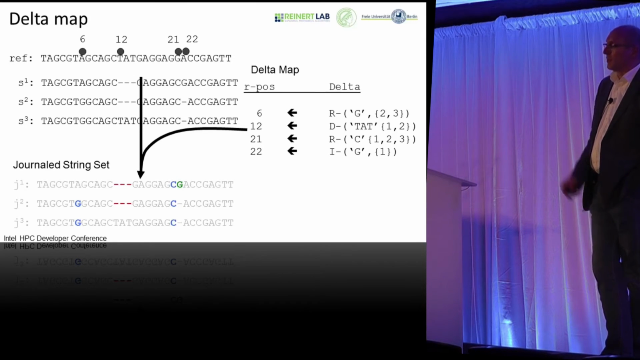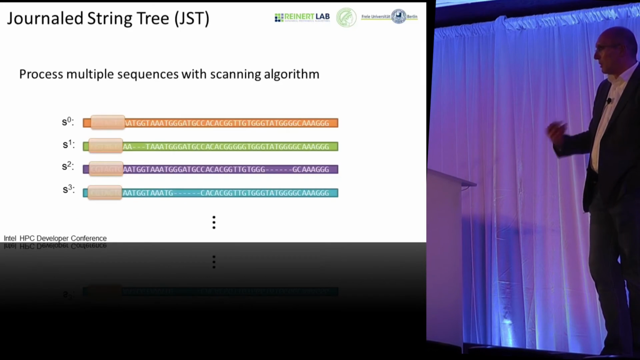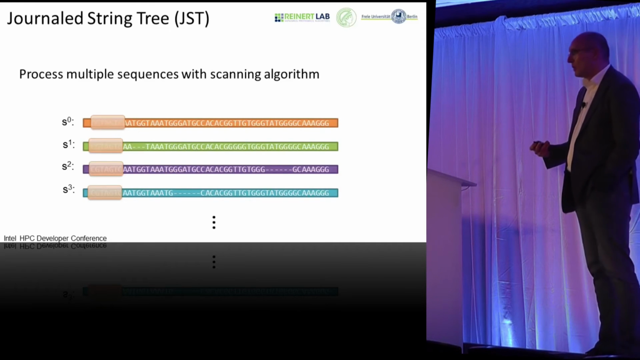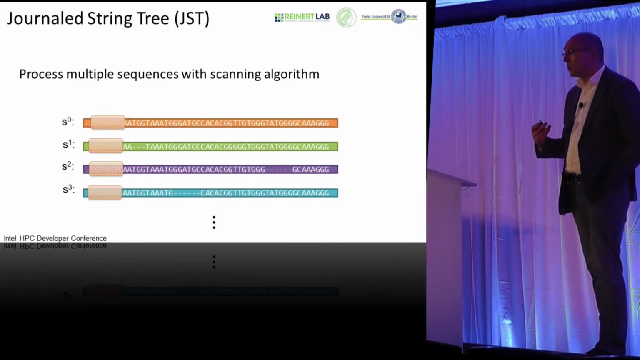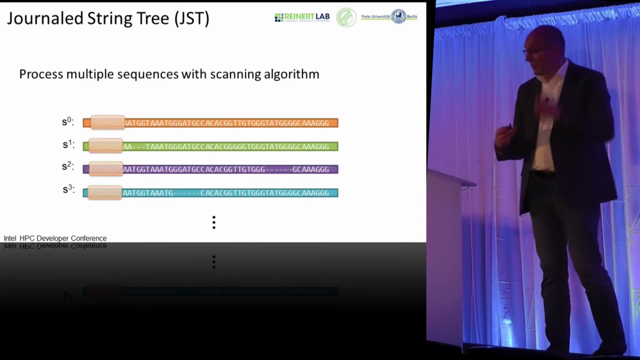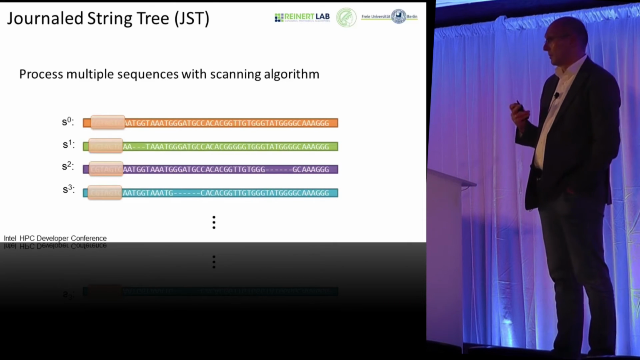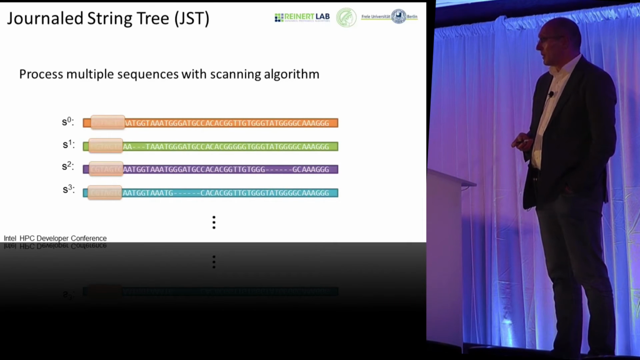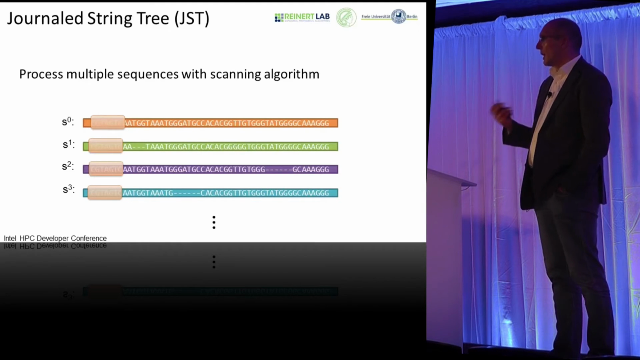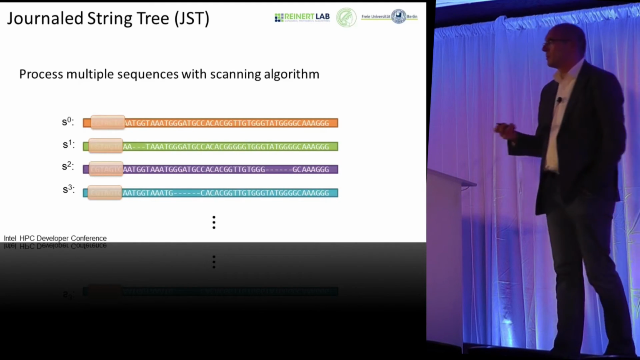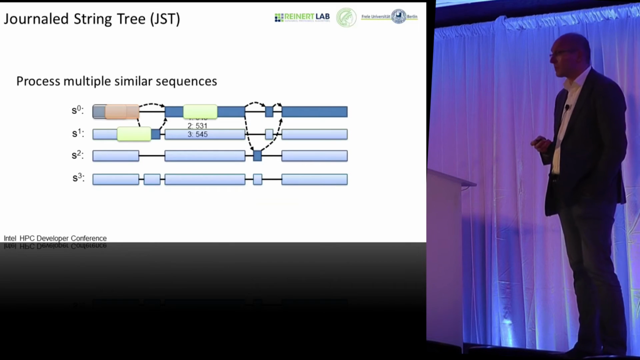The point being, if these sequences are very much alike, you do a lot of work in vain. So what we do now in a data type which we call journal string tree is we process multiple similar sequences at only once. If you look at this example, in dark blue I depicted the sequence which is unique, and in light blue is sequence which is just repeated.